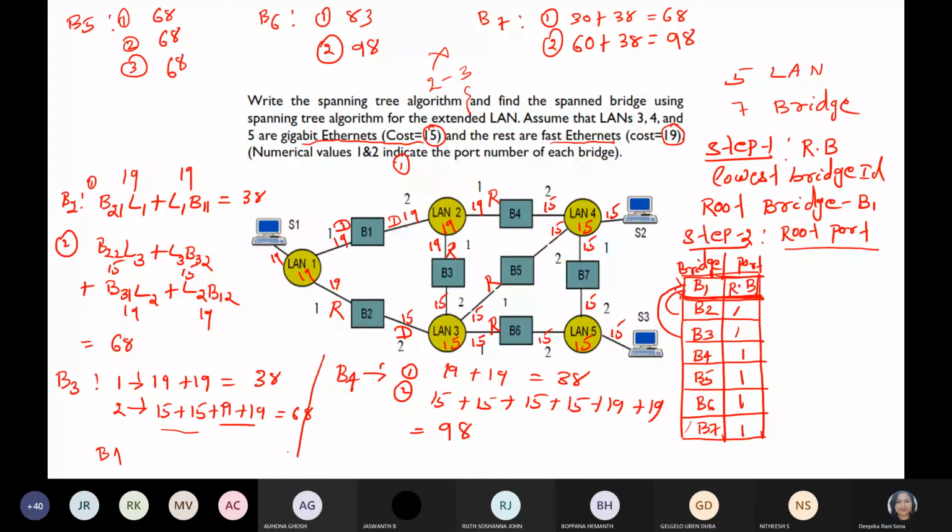Then for LAN 4, this is one possible path, and you may take three different paths. This is one possible path, and externally also one possible path. So which one will be the lowest? 15 plus 19 plus 19. How much is it? 53.